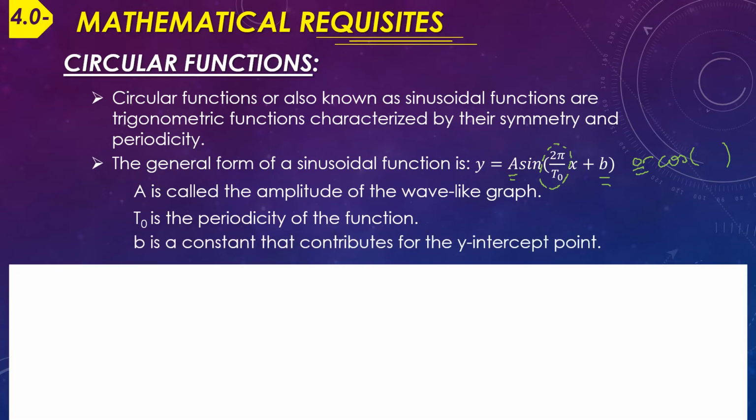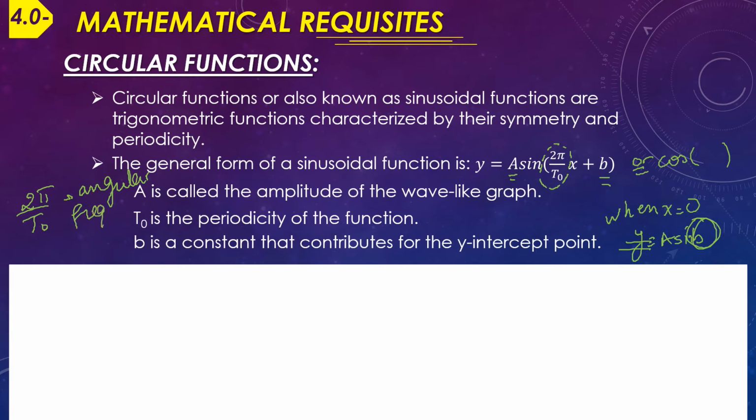B is a constant which contributes to the y-intercept. Notice that when x equals 0, y equals a sine b. You notice sine b. Okay, so b contributes to the y-intercept, the point where the graph or the function cuts the y-axis.